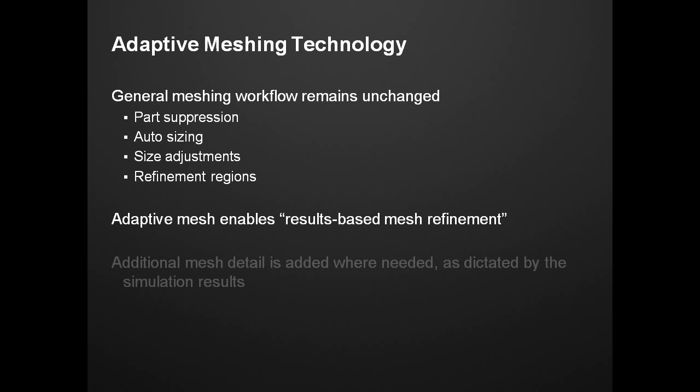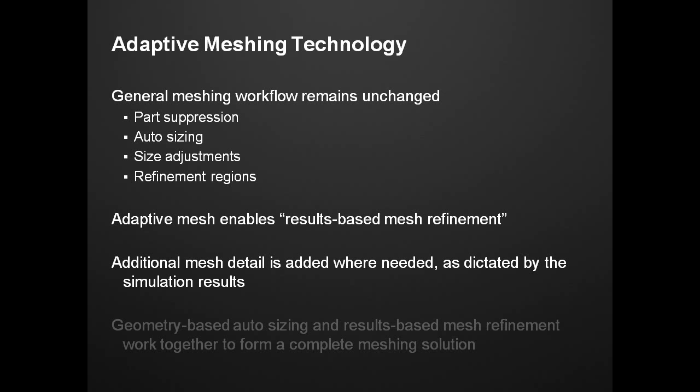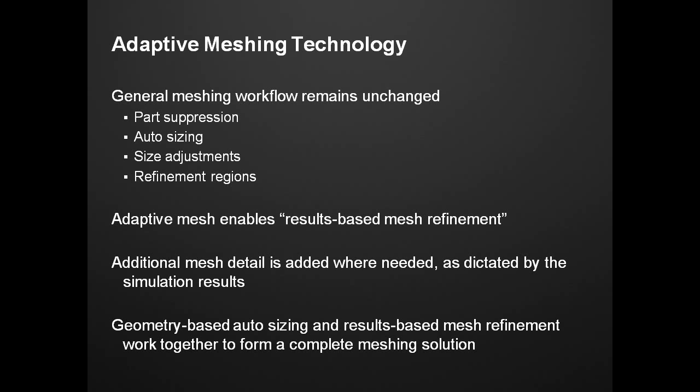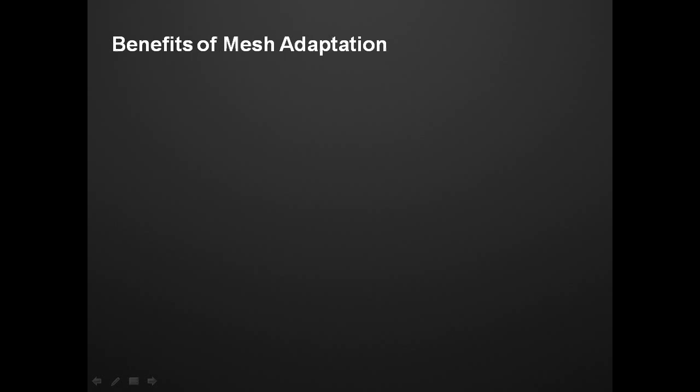Mesh adaptation queries the existing results from a completed simulation to determine where additional mesh is required. Several additional simulations are conducted in a cyclical process to achieve the final adapted solution. Mesh adaptation, paired with existing geometry-based auto-sizing technology in Simulation CFD 2013, provides a complete meshing solution.